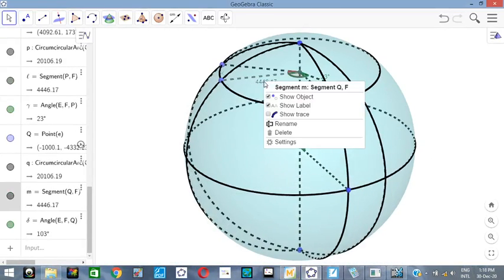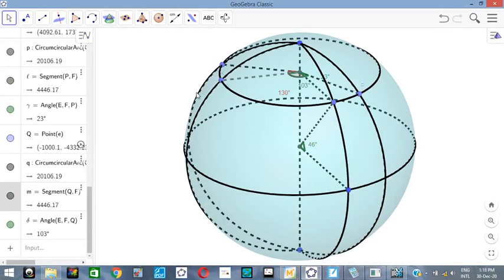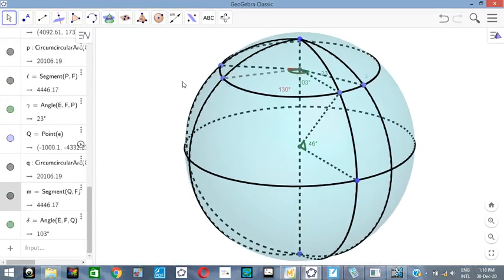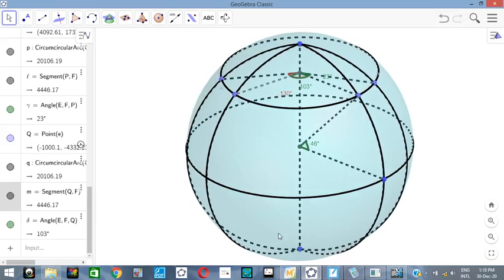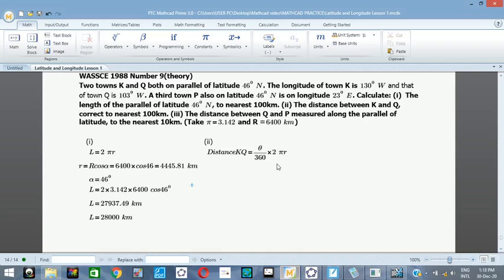Okay, let me hide this one now. Okay, let's continue with our calculation. So this is a distance KQ. So let's solve distance KQ now. Now that we have the formula for the length of an arc, we need to get our theta.